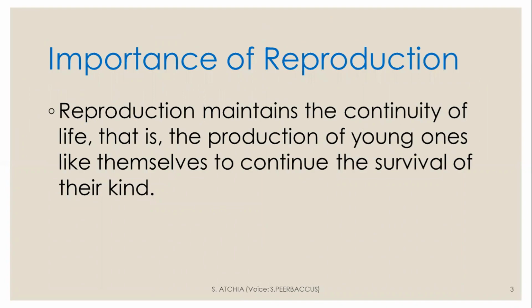Reproduction maintains the continuity of life, that is, the production of young ones, like themselves, to continue the survival of their kind. Let's take an example. If I was the last human being on Earth, and I die of old age, a disease, or any other cause, without having been able to produce new offsprings, this would be the end of the human race. So without reproduction, any species would go extinct. Therefore, through reproduction, we are only ensuring the survival of our kind. This is the importance of reproduction.